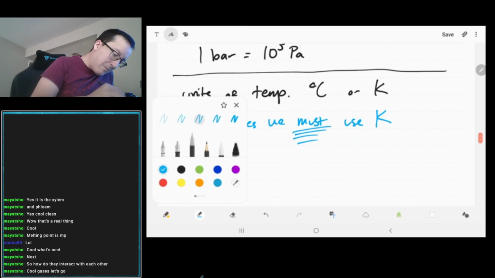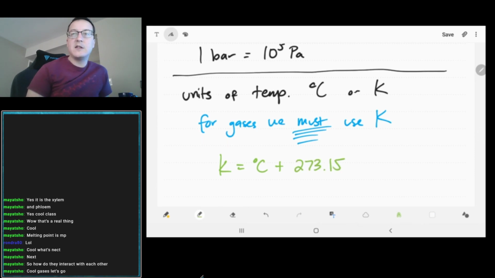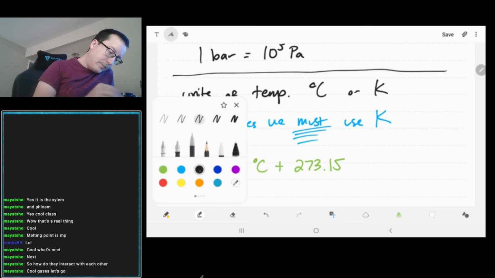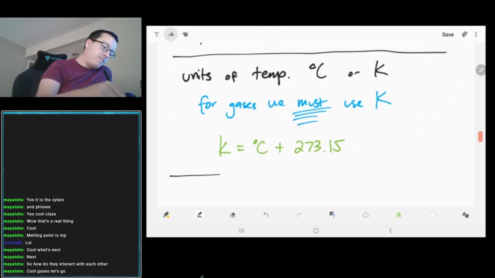So just so we remember, Kelvin is degrees Celsius plus 273.15. Okay, so we're always going to use Kelvin for our unit of temperature when we're dealing with gases. When we did the MCAT stuff yesterday, we could use Celsius or Kelvin. That one's okay. For gases, we must use Kelvin. Have to do it. Okay. Easy enough.